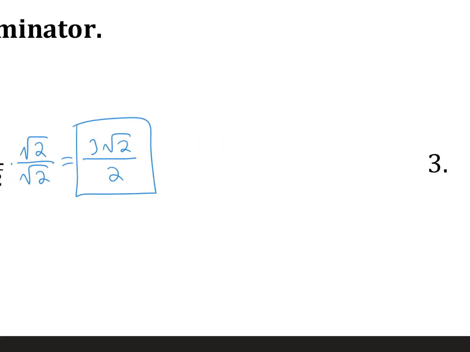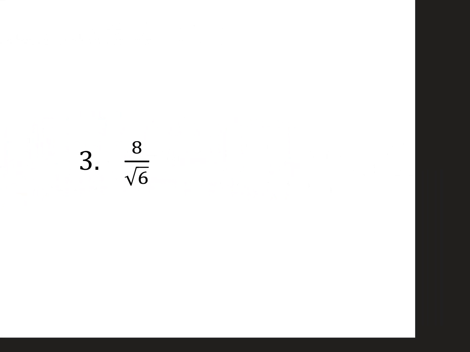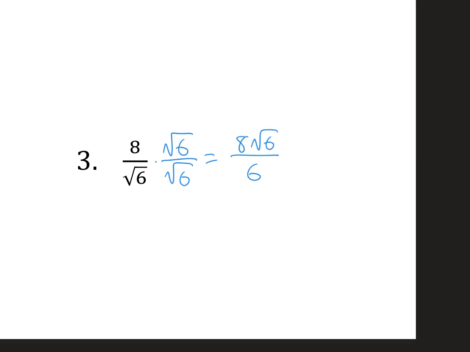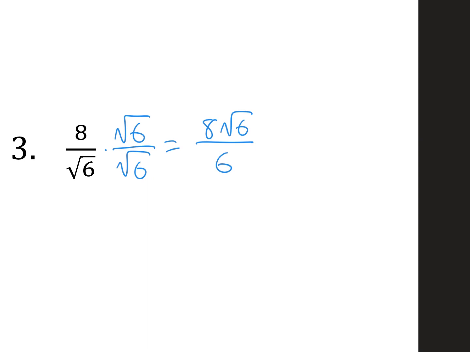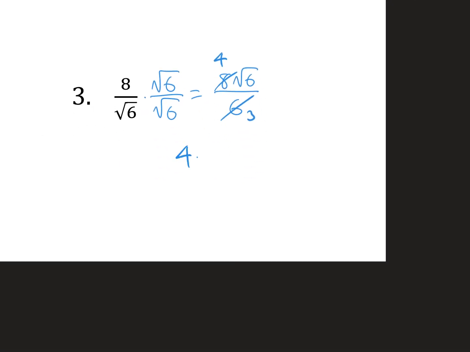All right, last one, 8 over square root of 6. Let's see here. We're going to multiply by square root of 6 on top and bottom. So for this one, we get 8 square root of 6 on top, and we get just 6 on the bottom, square root of 36. Can we do any reducing here? We can. What number goes into 8 and 6 nicely? 2. 2 goes into 6 how many times? 3 times. 2 goes into 8 how many times? 4 times. Now we get for our answer 4 square root of 6 all over 3. All right, and that is our answer.